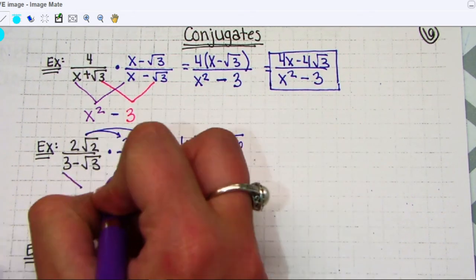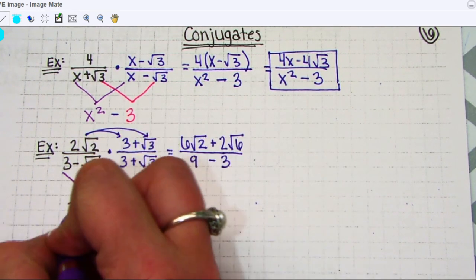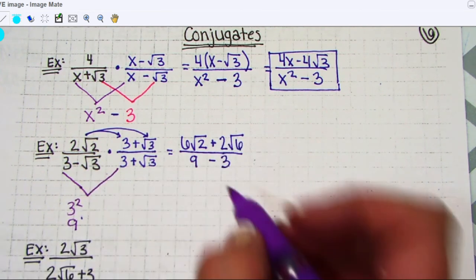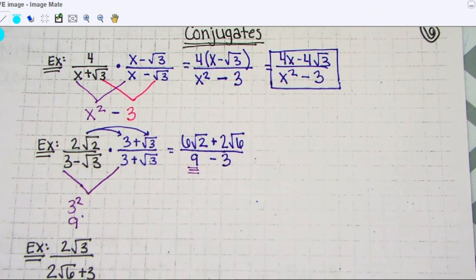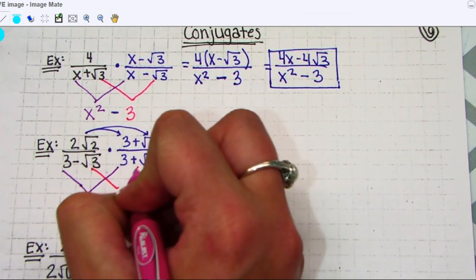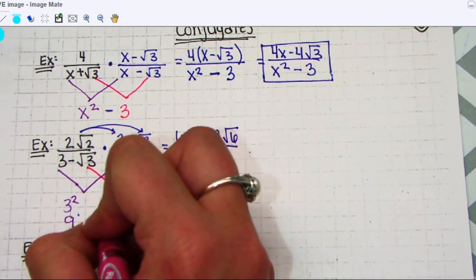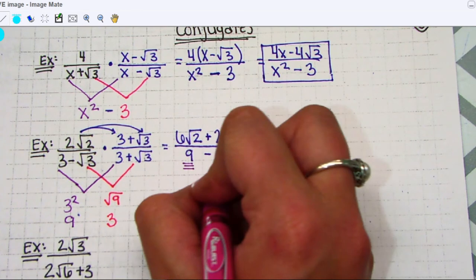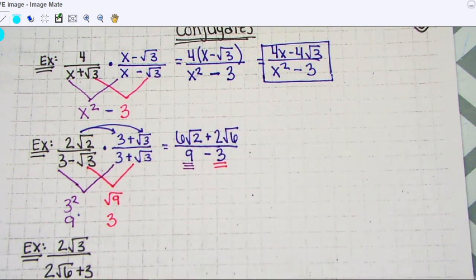is basically just 3 squared, which is 9. 3 times 3. That's how you got this term. Then you have the square root of 3 times the square root of 3, which is the square root of 9. The square root of 9 is 3. That's how we get this term. This is the only time it's okay to do that shortcut because it's the difference of squares.